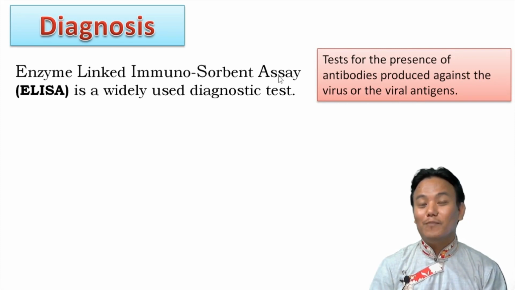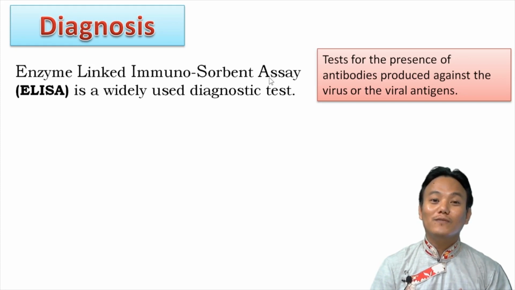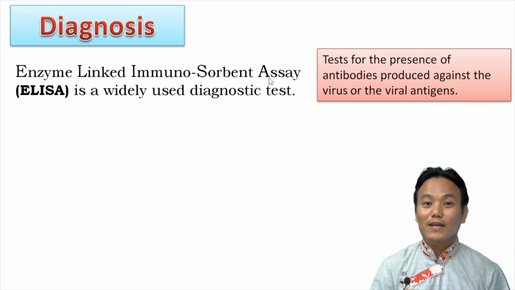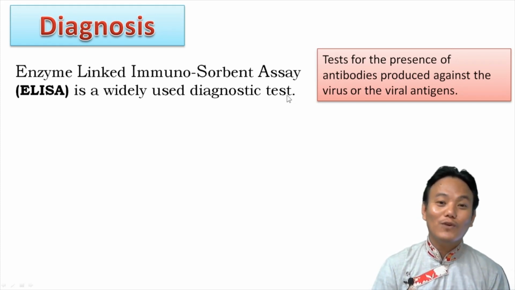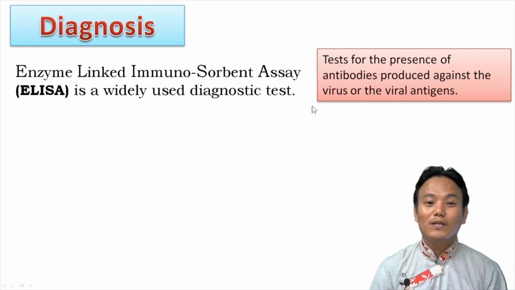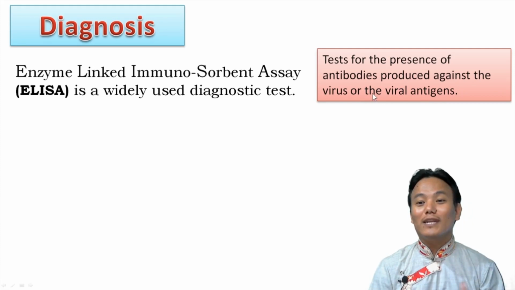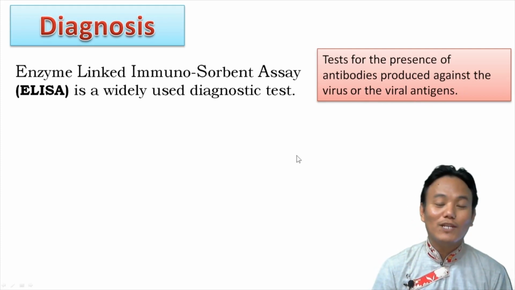When a person's body gets infected by the HIV virus, the immune system produces antibodies against it. So the presence of antibodies will indicate the presence of the virus within the body. This diagnostic test looks for the presence of antibodies produced against the virus, or it directly looks for the presence of viral antigens.